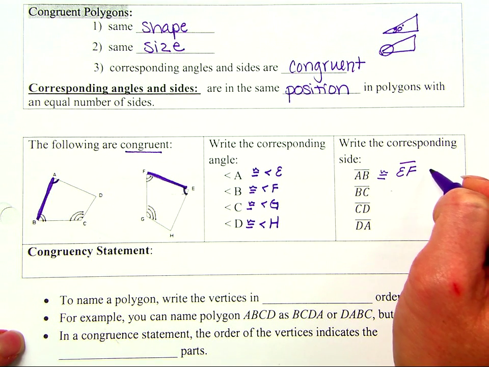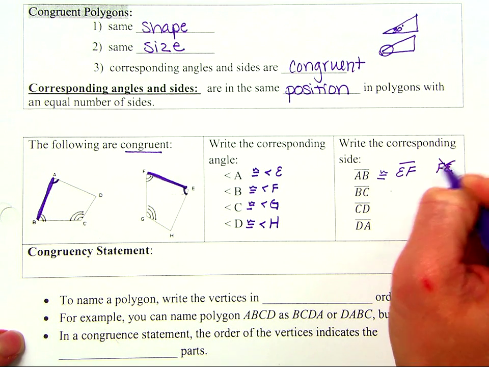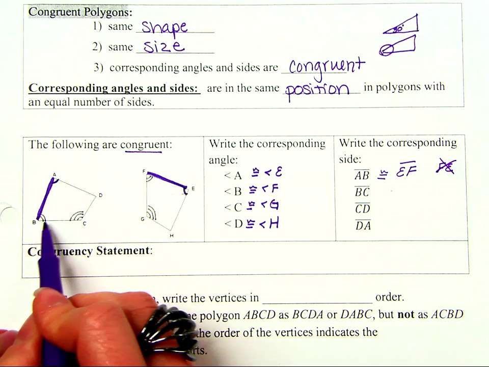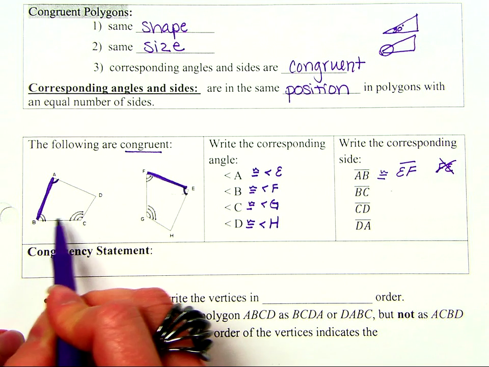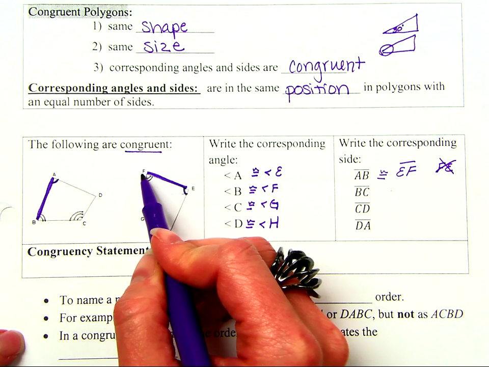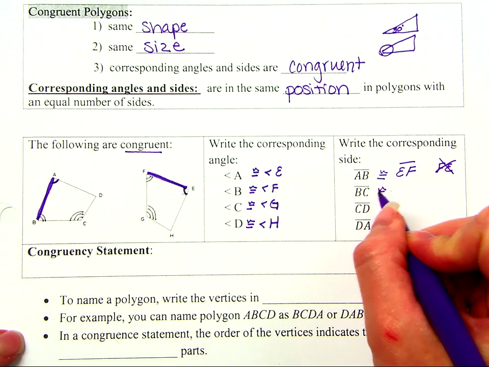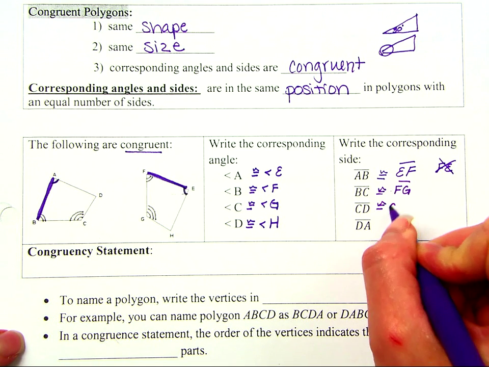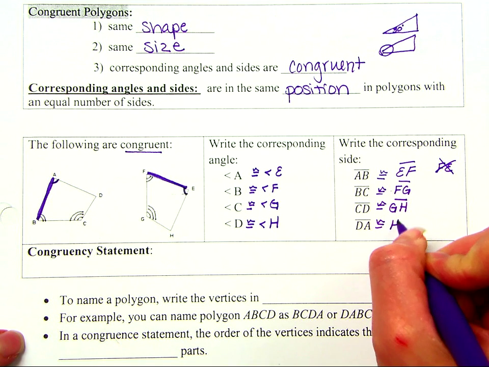Now, the order is important. I'm going to say EF, not FE. Side BC, with two arcs to three arcs, when I come over here, would have to correspond to side FG. Therefore, they are congruent. And we could likewise go through to find each corresponding set of sides.